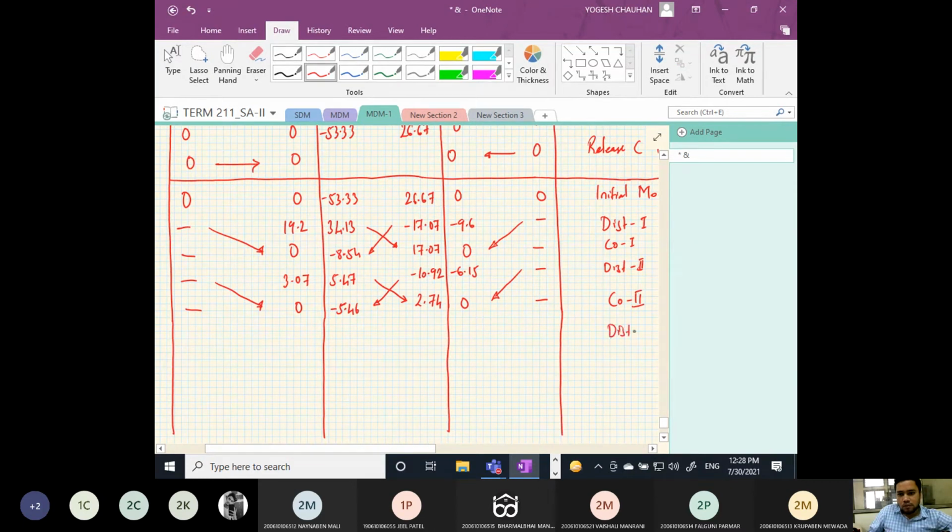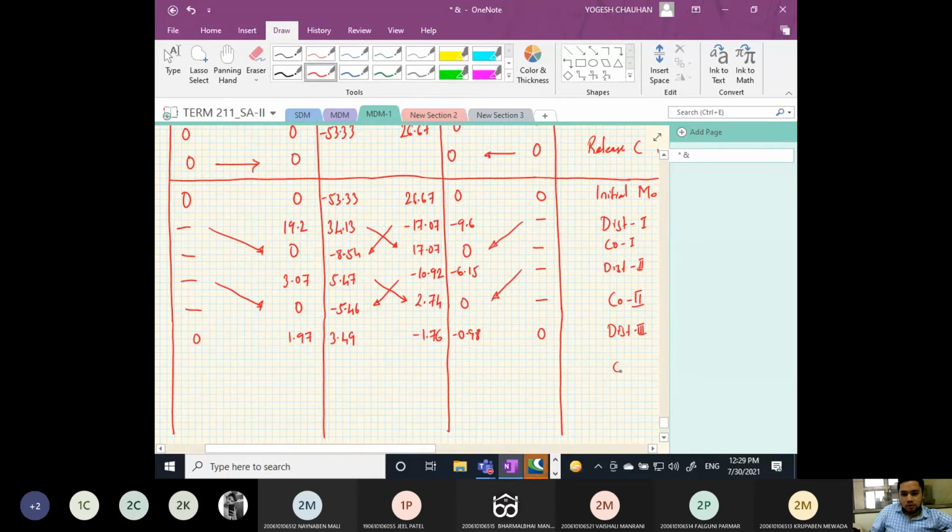Then we do distribution 3, because we still have an unbalanced moment of 5.46. So 5.46 multiplied by 0.36 will be 1.97 here, and 3.49 here, minus 1.76 here, and minus 0.98 here, 0, 0.